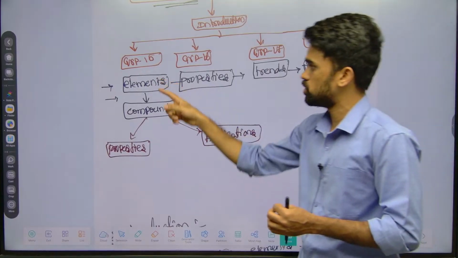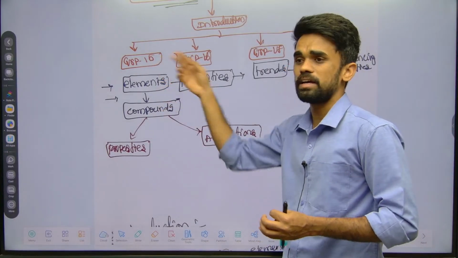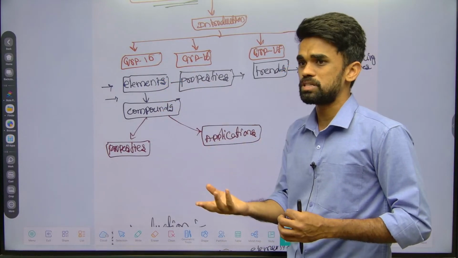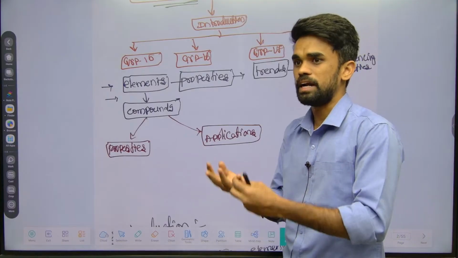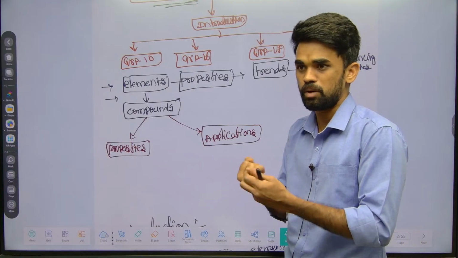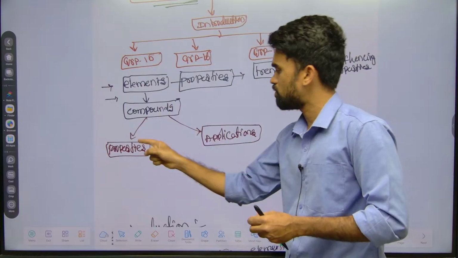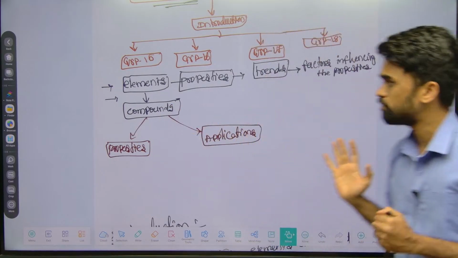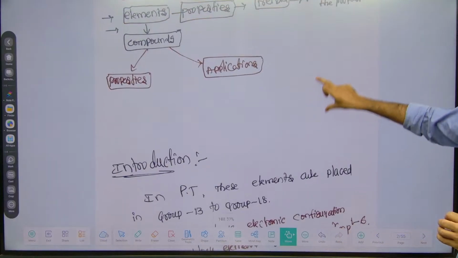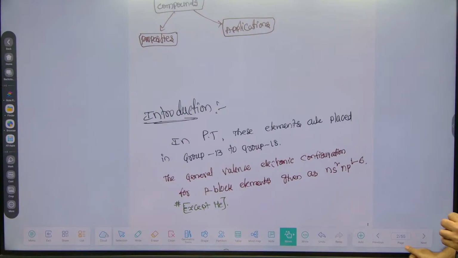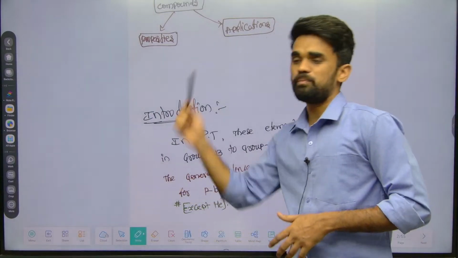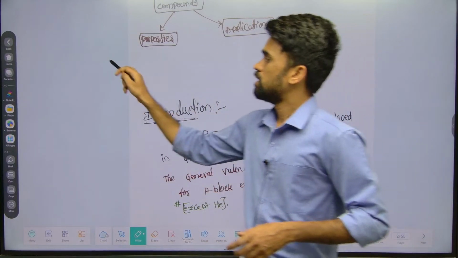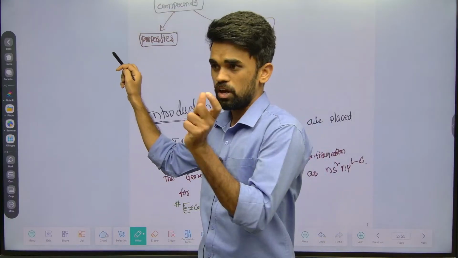And some compounds. For example, for nitrogen, what are the compounds of nitrogen? We have ammonia, nitric acid. These are some important compounds. We need to look into them, and their properties and applications. These are the things to study from this chapter. See, for P block elements, how should the electronic configuration look?